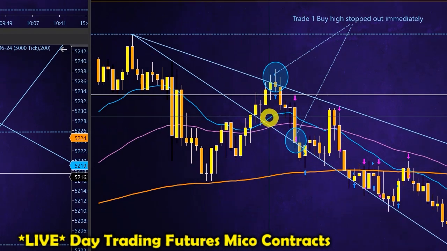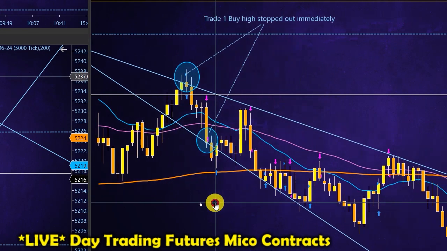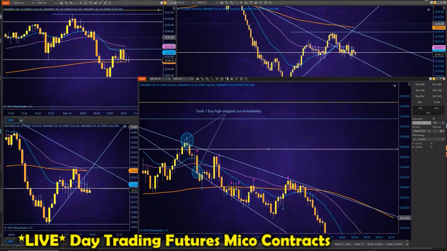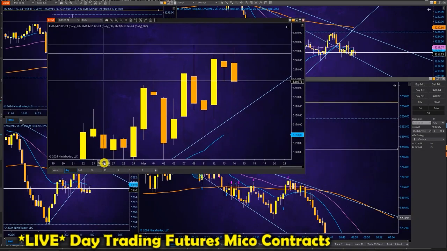But the problem is I got in late. I don't like that. I don't like that I got in late. And then I took the loss. And then once it broke below the high of previous day right here, I should have been on caution for long positions. I don't know if I'm always going to be able to remember that.